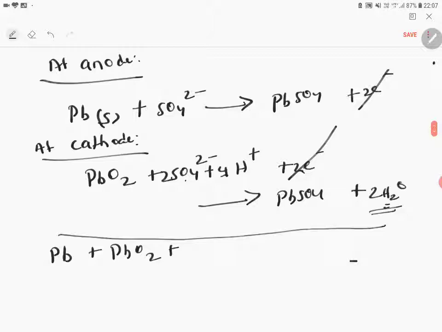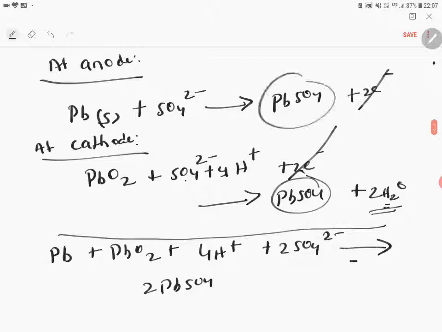Okay, I am sorry, here only one sulfate should come. So therefore Pb plus PbO2 plus 4H plus 2SO4 2 minus, giving you 2 PbSO4, because 1 plus 1 is 2, 2 PbSO4 plus 2H2O. So this is the equation during discharge.